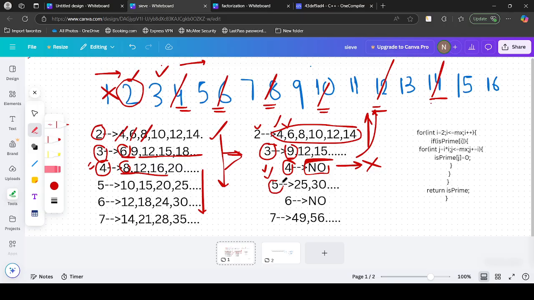Similarly, coming to 5, the first multiple is 10, but 10 is already declared as non-prime according to 2. So no need to consider 10. Similarly 15 here and similarly 20 here. So the number that is originally affected by 5 is 25 and all the numbers after it. So we can start from 25 and so on.